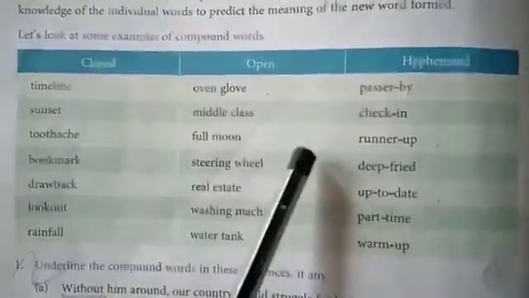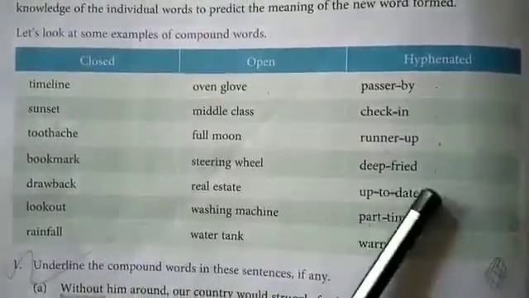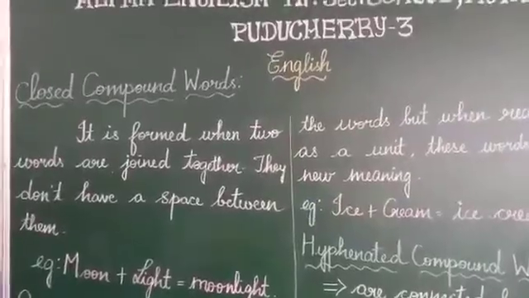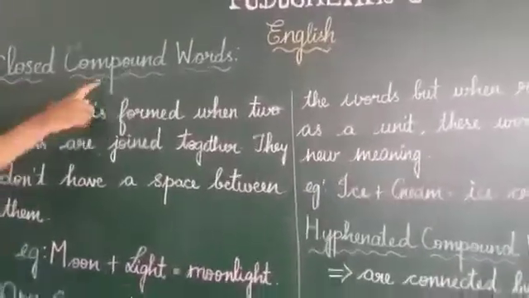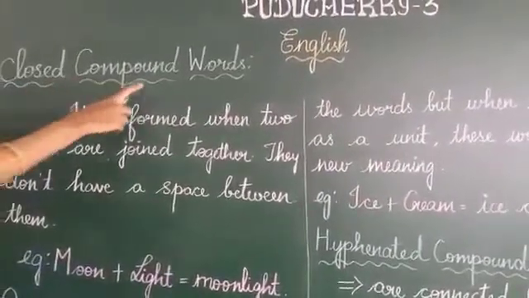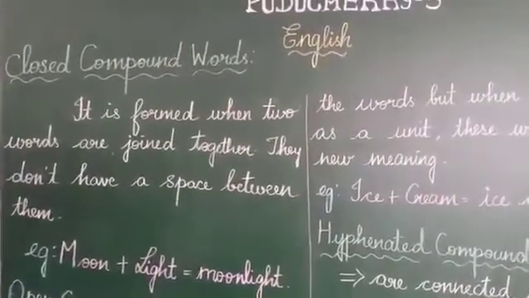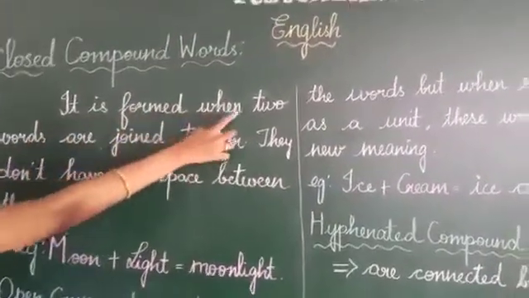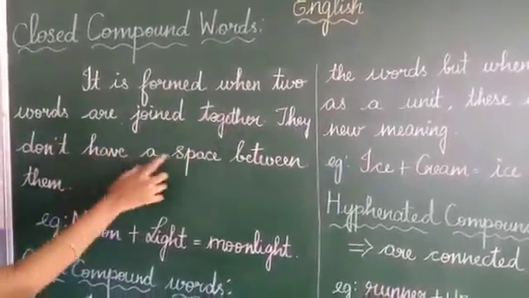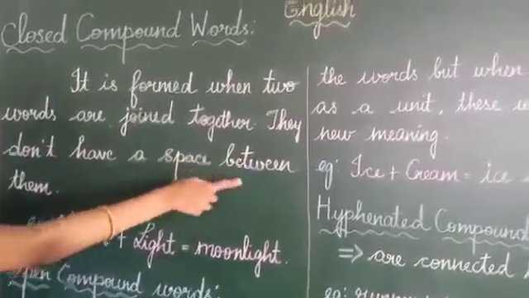Now we see the definition of closed compound words, open compound words and hyphenated compound words with many examples. Closed compound words. What is the definition of closed compound words? It is formed when two words are joined together. They don't have a space between them.